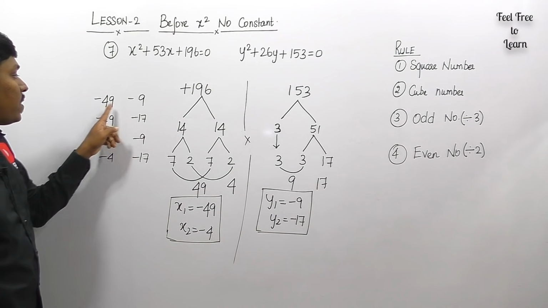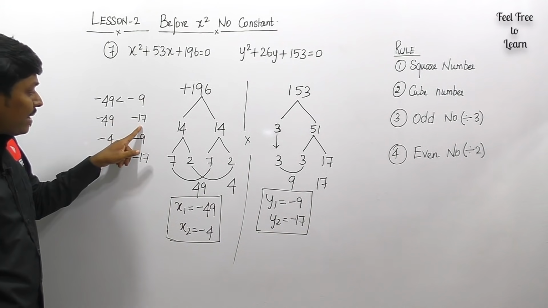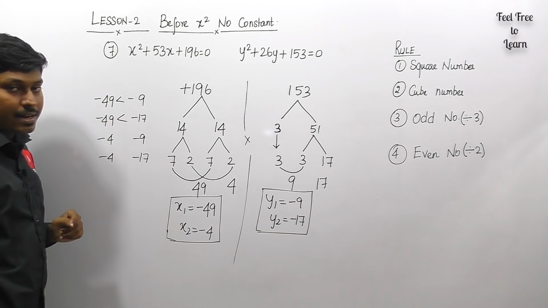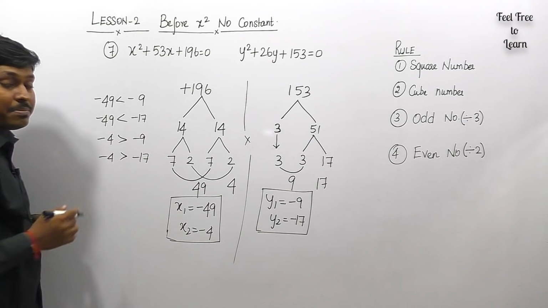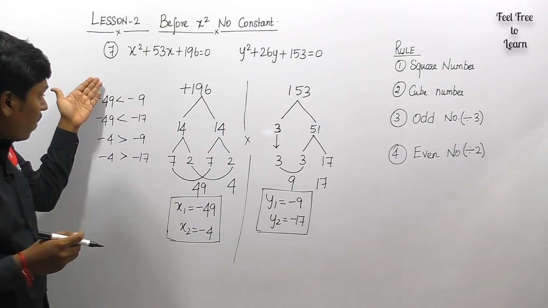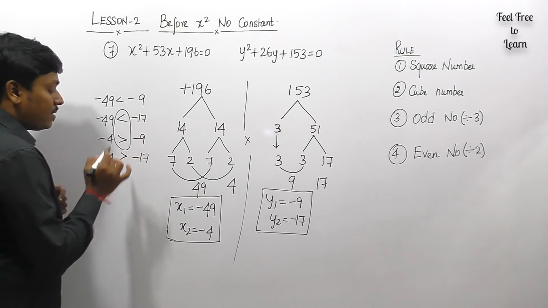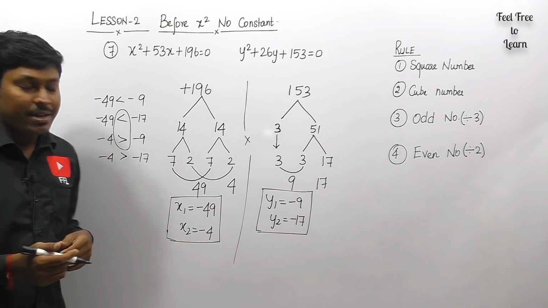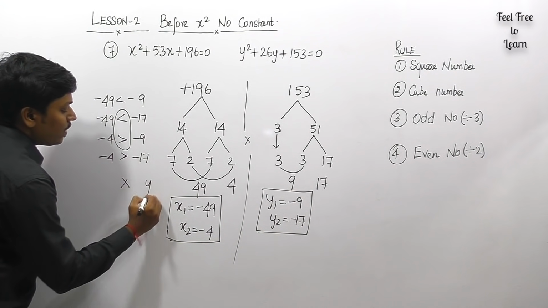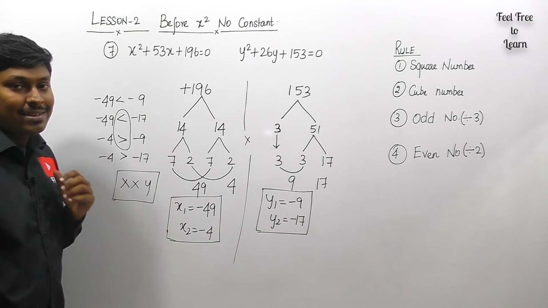So friends, minus 49 and minus 9. So minus 9 is greater than minus 49, minus 17. Again minus 17 is greater than. Here minus 4 and minus 9, minus 4 is greater than. Here it is minus 4 greater than. By comparing all the x values with the y values, we got 1 less than and 1 greater than. So definitely if we get 1 less than and 1 greater than while comparing, the relationship for x and y cannot be established. We can't say what the relationship between x and y is.